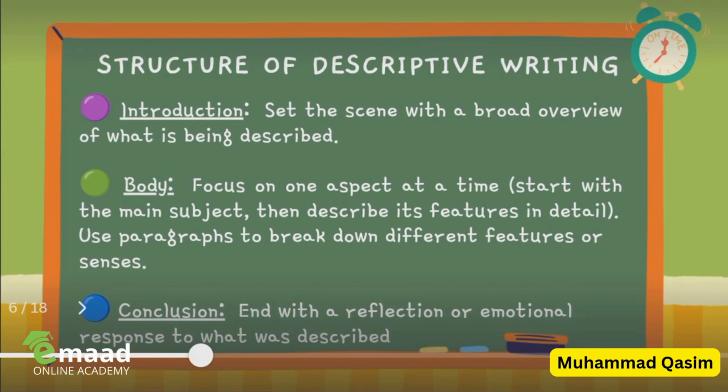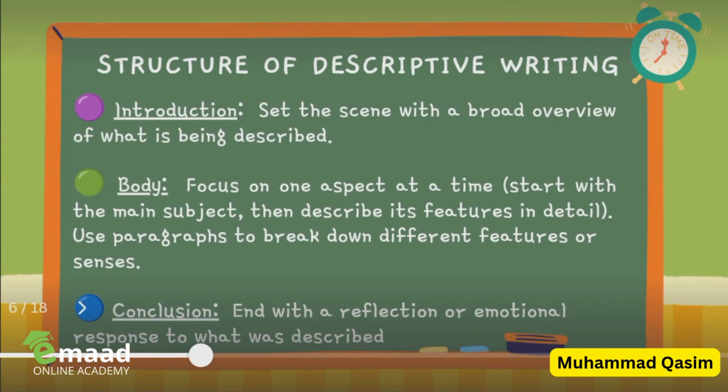Then the structure of descriptive writing. It includes, first, the introduction: set the scene with a broad overview of what is being described. How to set this scene now? You need to read great writers, especially novelists, and see how they do these things. That will give you an experience, a skill, in how to construct it, how to start, and set the scene with a broad overview of what is being described.